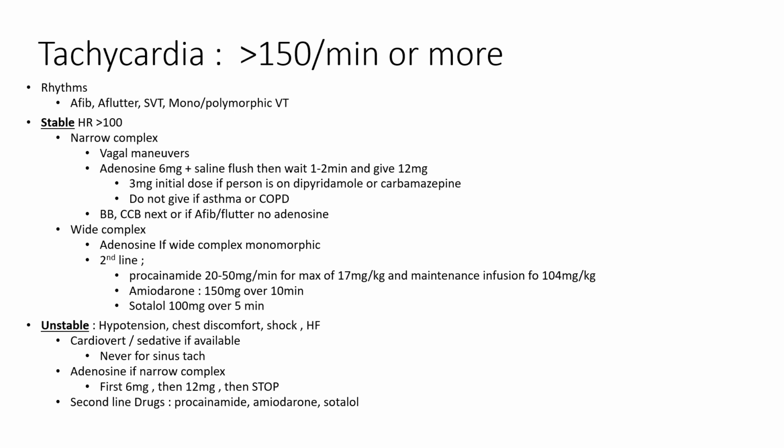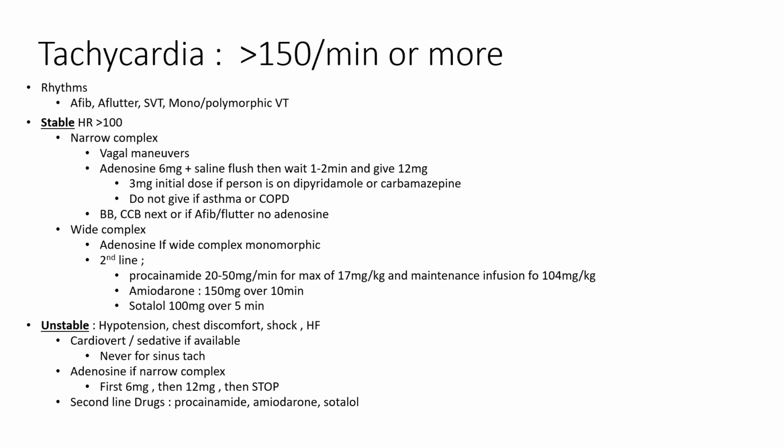Now adenosine is a 6 milligram dose. Then you wait, you flush with saline, and then you can give 12 milligrams later. So it's 6, then 12, then stop. Some special cases which you won't be tested on: you give 3 milligrams if the person's on dipyridamole or carbamazepine, which is a seizure drug, and you do not give it in asthma or COPD because it can cause bronchospasm.